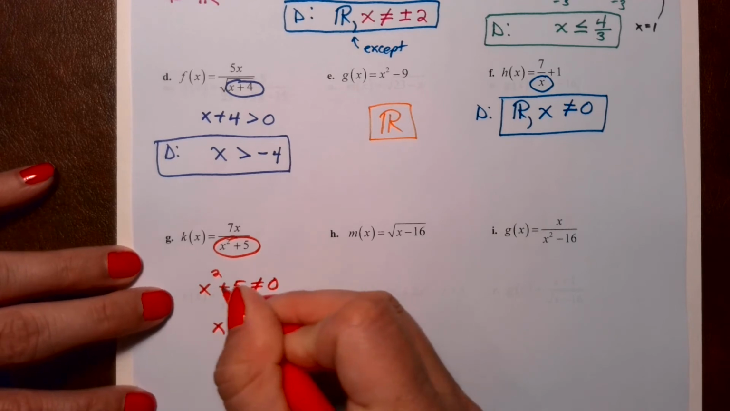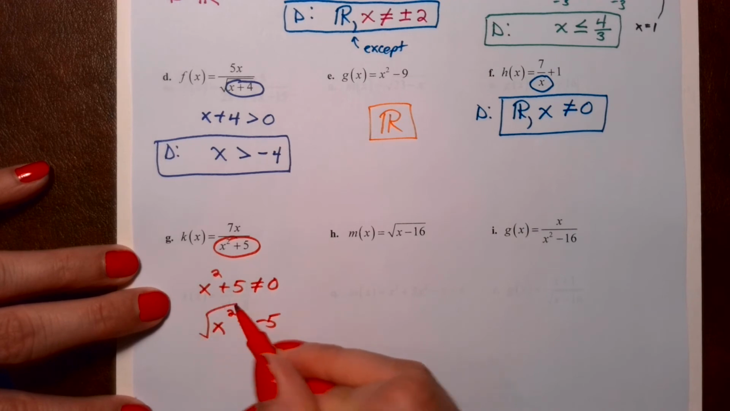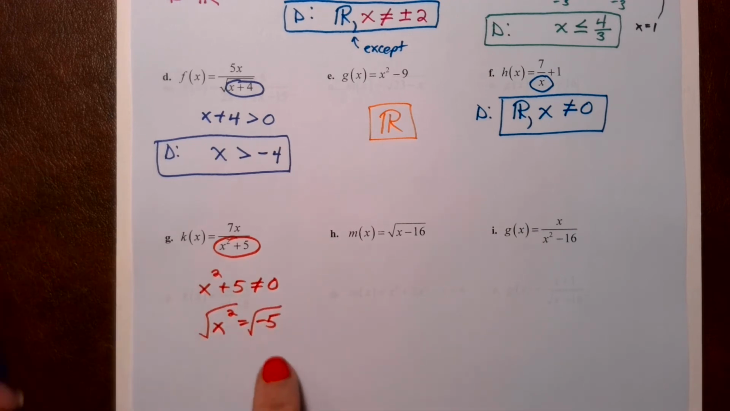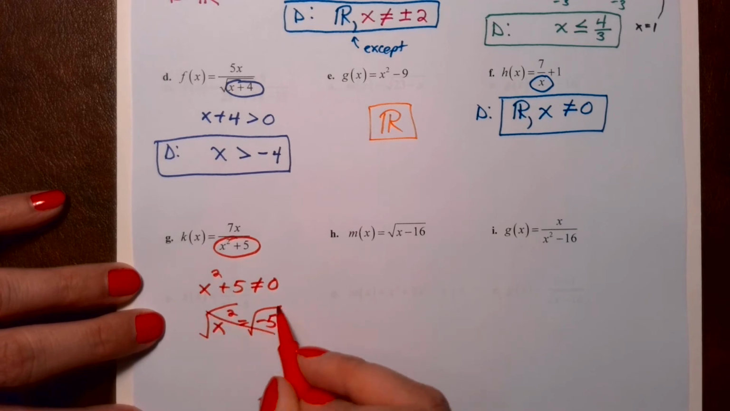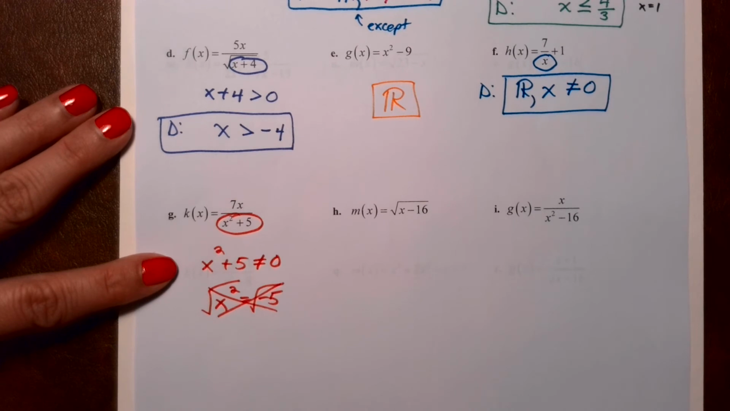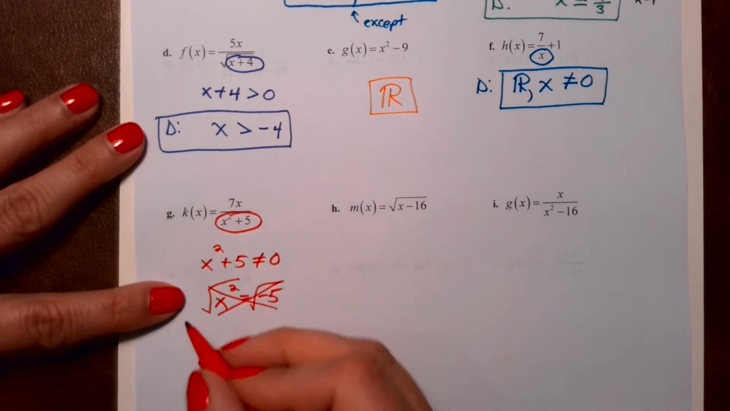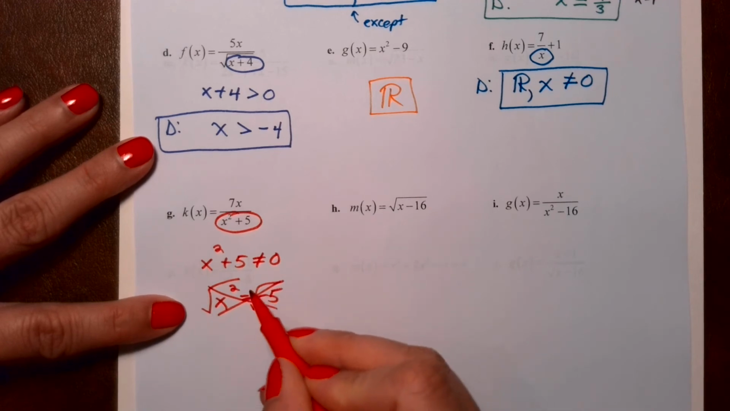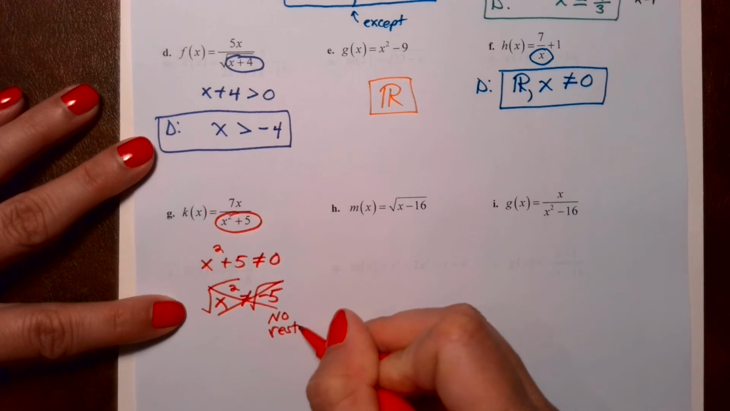I will move the 5 to the other side, make a negative, and then try square rooting. Can you square root a negative? It's not working. I can't factor, I can't square root. I'm trying to find what numbers to not use, but I can't find any restrictions. So x has no restrictions.